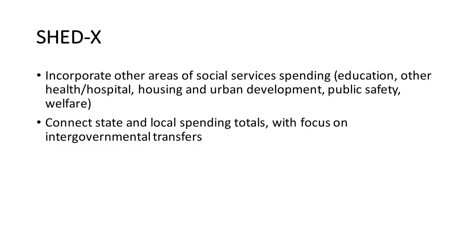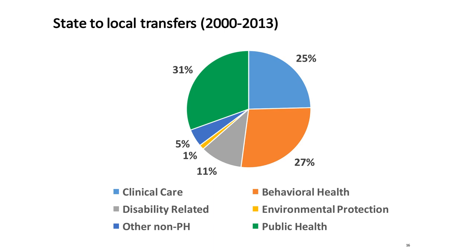So we'd like to tell our listeners about this upcoming enhanced data set called SHED-X, which will include these other types of social services in the education, health, hospital, housing, and urban development sectors. All of these data will be coming from the counties as reported to the census, and we'd like to connect them to the state and state spending totals and looking at the transfers. Those transfers can be substantial.